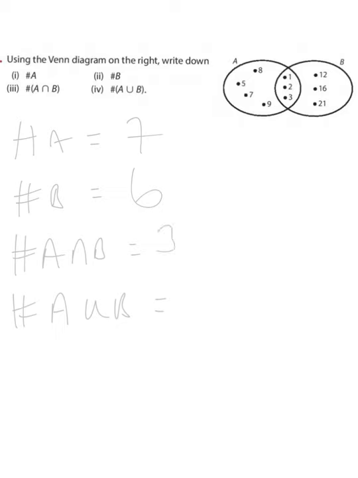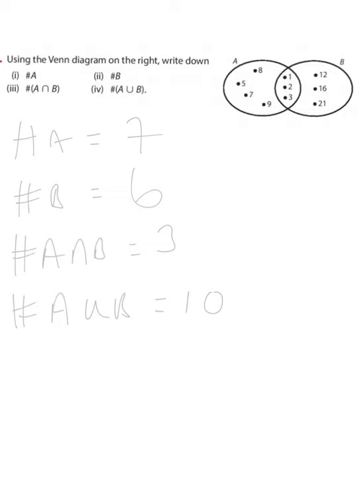And then the next one is A union B, and A union B is both A and B, so we just count them. So we have 1, 2, 3, 4, 5, 6, 7, 8, 9, 10. So there are 10 elements in A union B.